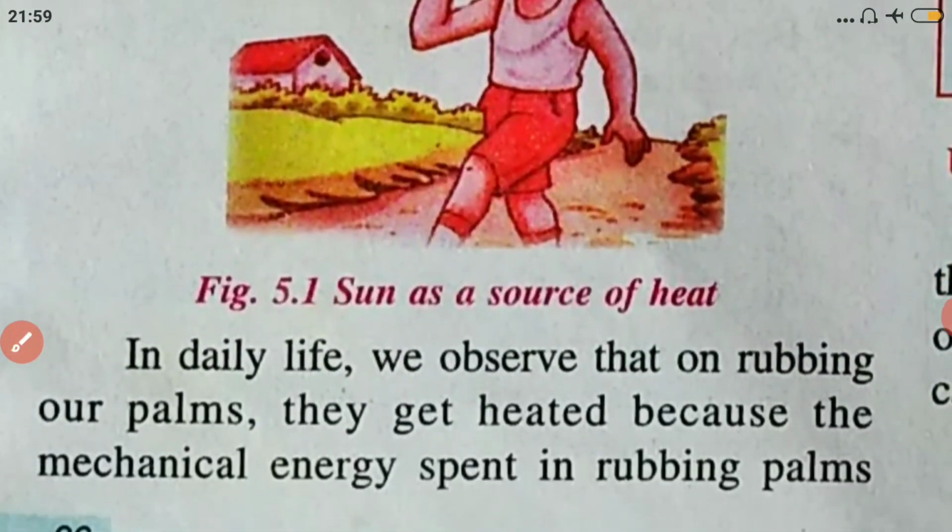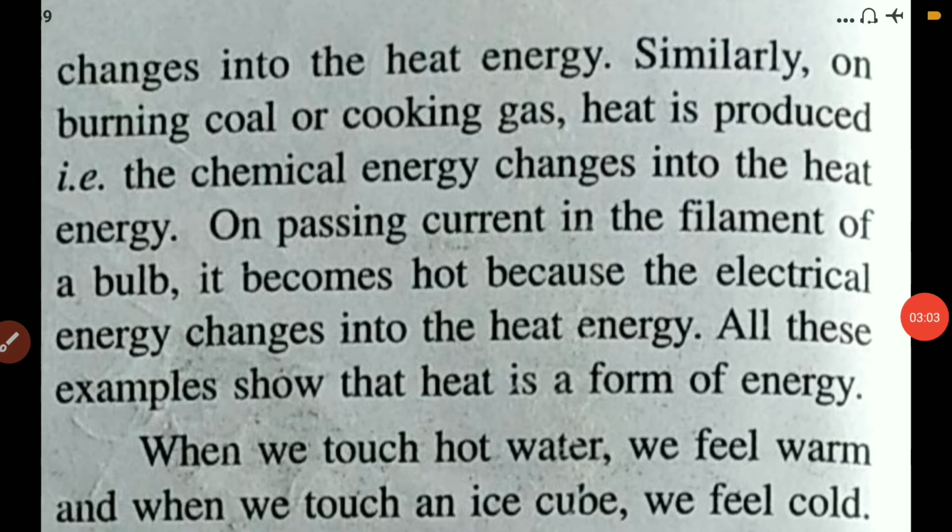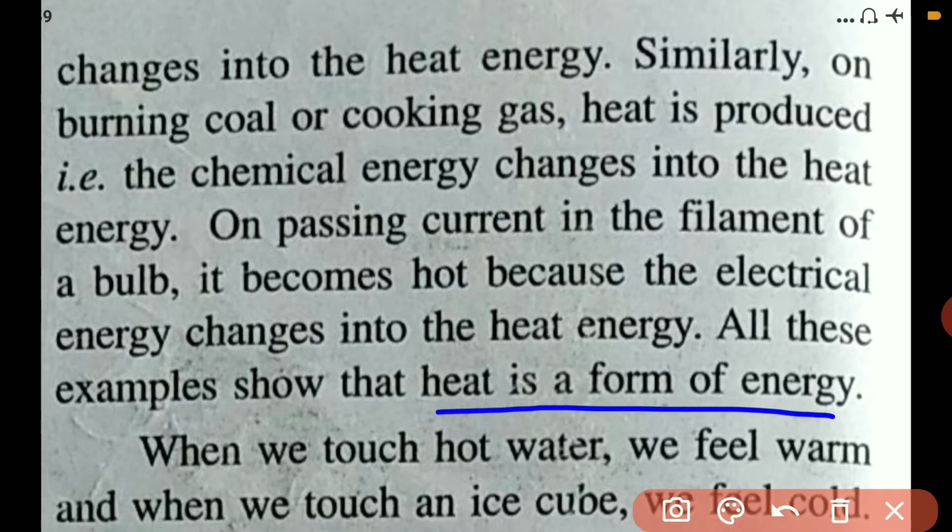In daily life, we observe that on rubbing our palms, they get heated because the mechanical energy spent in rubbing the palms gets converted into heat energy. Similarly, on burning coal or cooking gas, heat is produced, that is, the chemical energy changes into heat energy. On passing current in the filament of a bulb, it becomes hot because the electrical energy changes into heat energy. All these examples show that heat is a form of energy. So basically what we learn here is that heat is a form of energy because it comes from other energies.